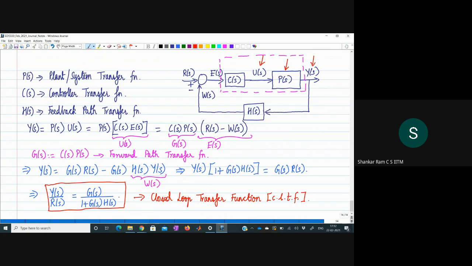So why is it called closed loop transfer function? Let us say I draw a big block around all these smaller blocks, where the input to the big block is R of s and the output from this big block is Y of s, the system output. You can immediately observe that this big block has an input of R of s and an output of Y of s, and the corresponding transfer function is G of s divided by 1 plus G of s times H of s.